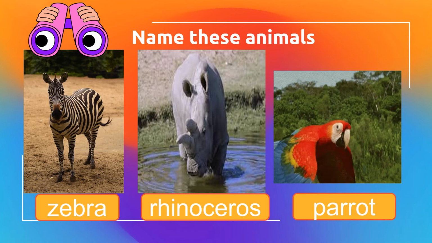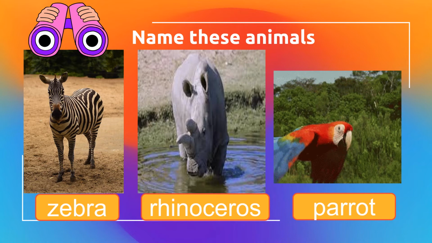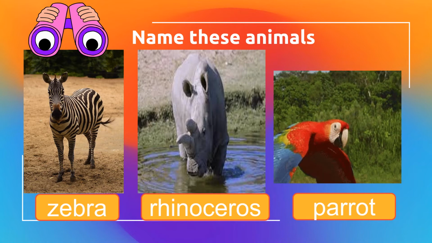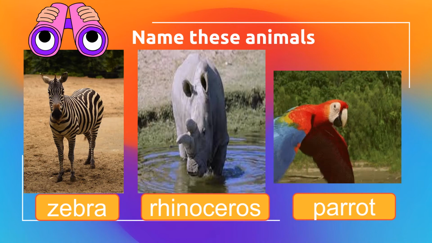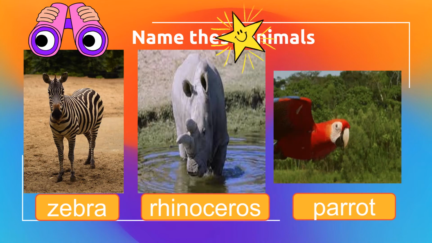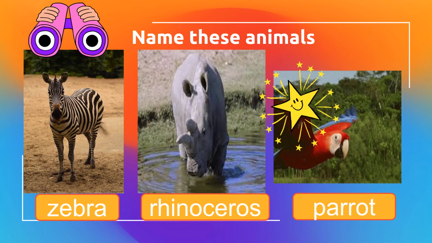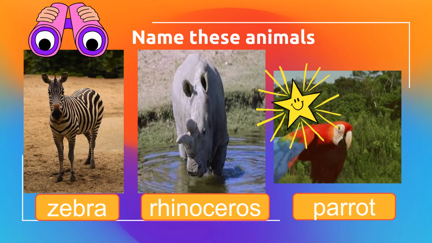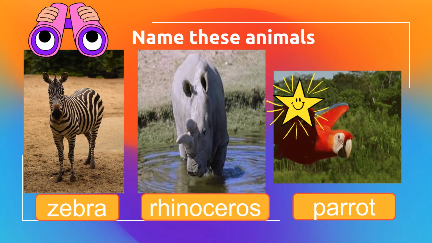The words zebra, rhinoceros, and parrot are all nouns because they are names for animals. Good job, boys and girls. You have earned yourself another sticker. Wow, you are so good at this.